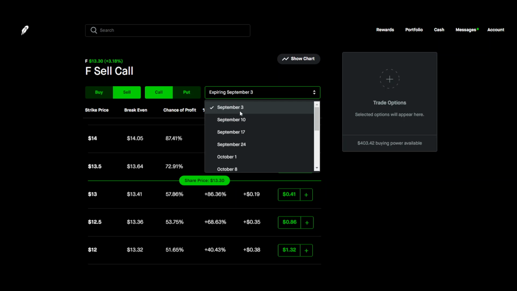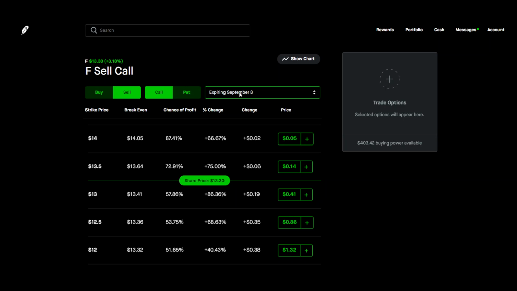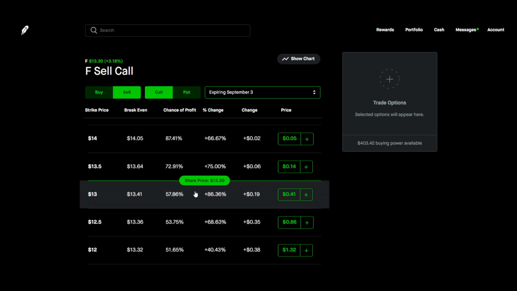Well, first off, let's do our expiration date. Robinhood will always set it up to where the closest expiration date will be chosen by default. Filming this on August 29th, so this is like 5 days away from now. So we'll set it to September 3rd. So we're going to sell a call where we think Ford will be on this expiration date right here at September 3rd.